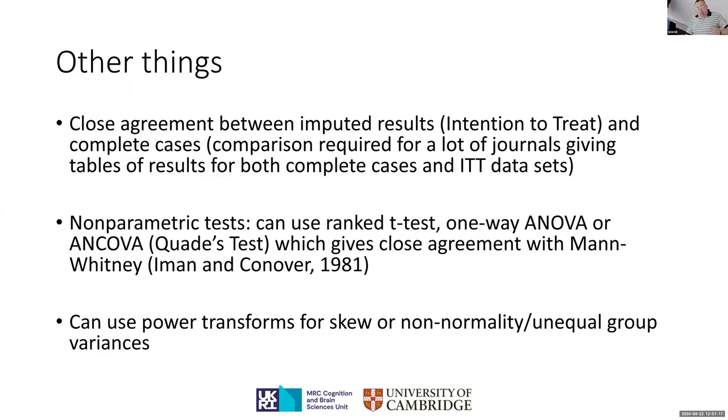So, other things: you can compare intention to treat using the built-in data with the actual raw data. If there are distributional problems, you can do Quade's test, which is ranking the outcomes, so ranking our work scale, and do that. And of course, we can also adjust for assumptions, such as non-normality in a scale, as we would normally do by doing our transforms, and then that carries through to the imputations.